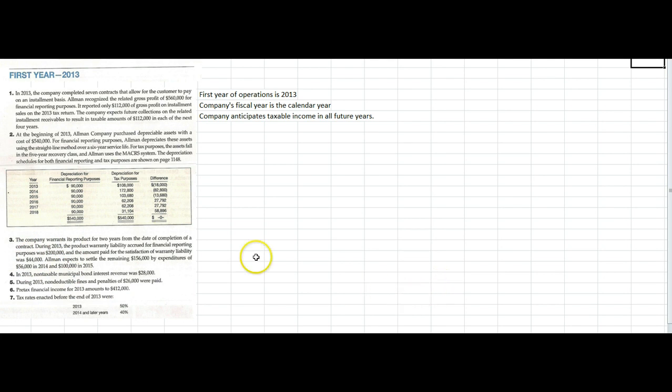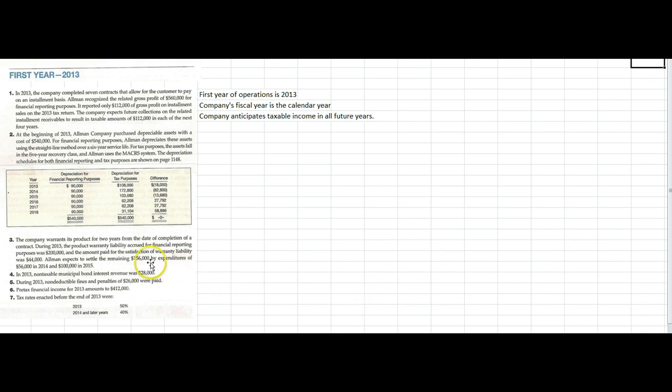IRS won't let us take a deduction for all $200,000 that we estimate. Since we're on the cash basis on our tax return, we'll only get a tax deduction for that $44,000, and we'll postpone the remaining $156,000 of tax deductions until we actually make those cash expenses.